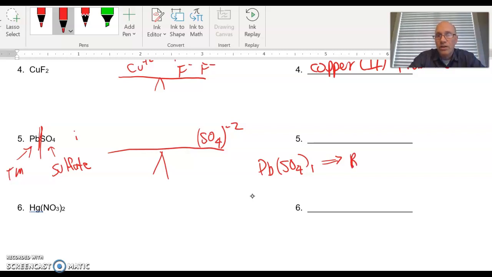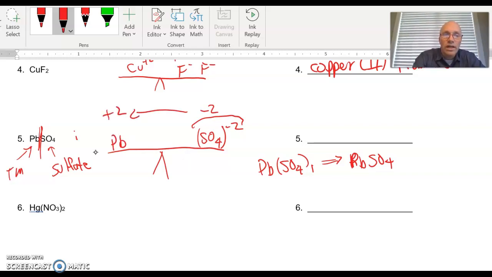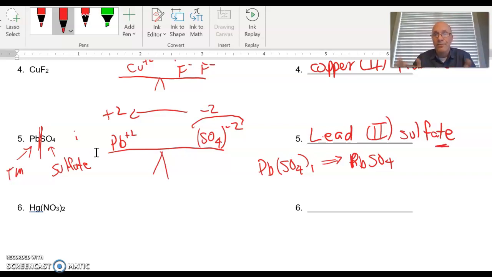But remember, when we simplify that, we take the 1 out, and when we have just one of a polyatomic ion, we take away the parentheses. So that's why it looks like this. So when you're looking at this, recognize there's only one of that sulfate. So that's going to be a total of -2 balanced by a +2, and you've only got one lead atom, so that makes that +2. So lead, Roman numeral 2, sulfate. Make sure you get that part right, because if you put sulfide, it's not the same thing as what we're looking at right here.